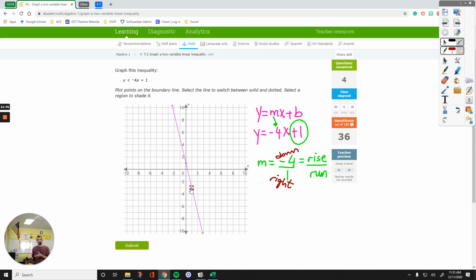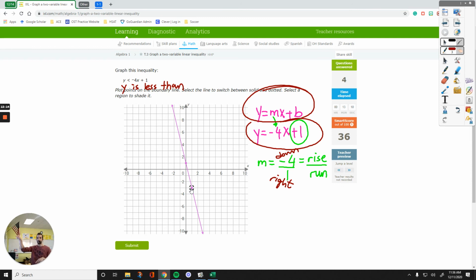Now, the problem with this is I drew a solid line, but this is an inequality. If I had an equation, this line would be correct. But look at my original question. I don't have an equal sign. It just says y is less than whatever it is. And if it says less than, shade below your y-intercept. Remember, if it says less than or equal to, you're also going to shade below your y-intercept.